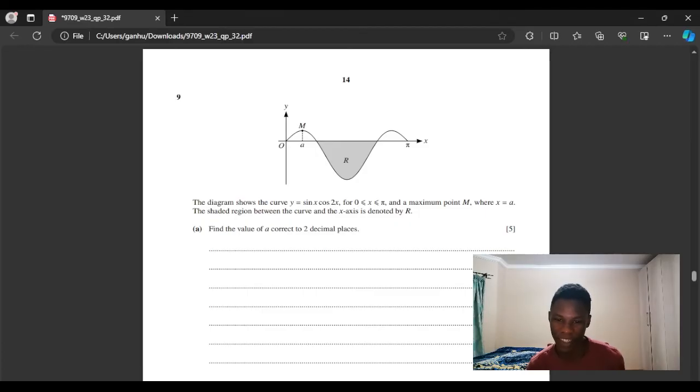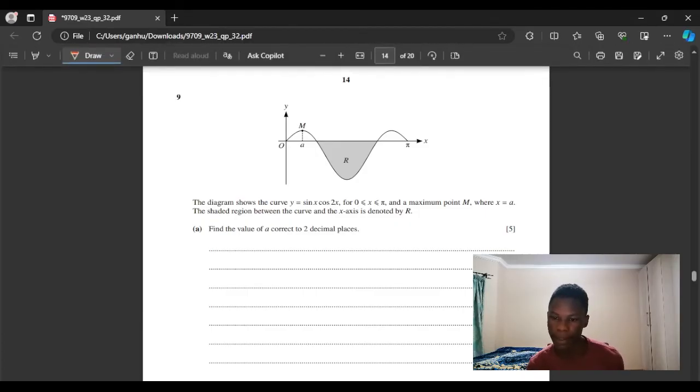Oh, that's a pretty diagram. The diagram shows the curve y equals sin x cos 2x for x between 0 and pi and a maximum point M, where x equals a. The shaded region between the curve and the x-axis is denoted by R. Part A, find the value of a correct to 2 decimal places.